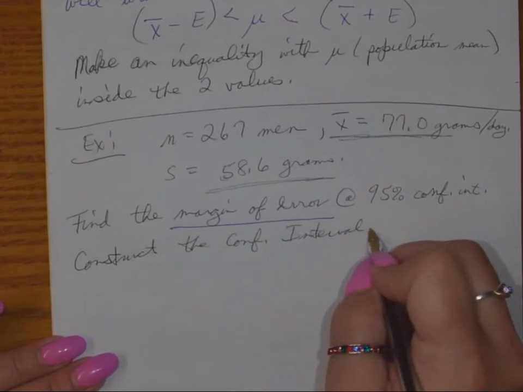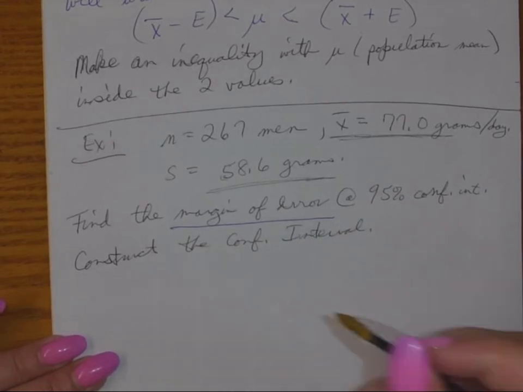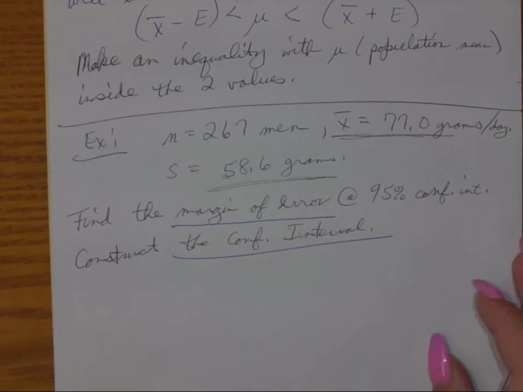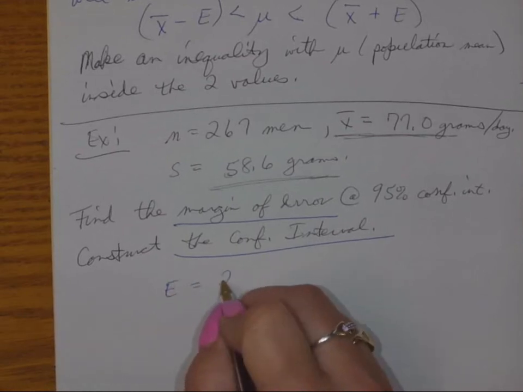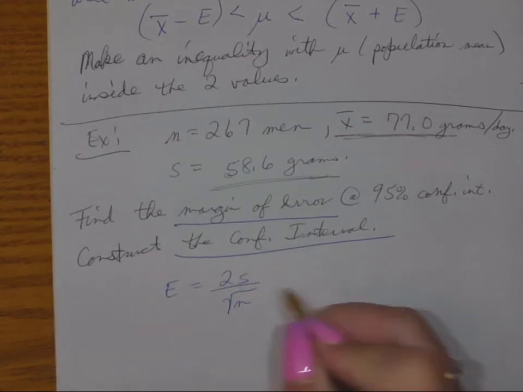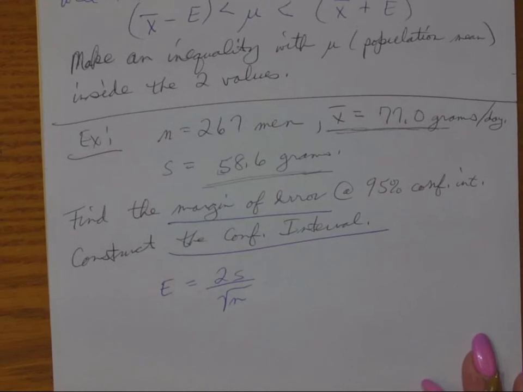So first, though, is find the margin of error. Now, this is where that lovely formula that I showed you just a minute ago is going to come in handy for me. E equals 2s divided by the square root of n. And again, you'll probably need a calculator. It doesn't have to be a graphing calculator, but you're probably going to want a calculator to be able to do this stuff.